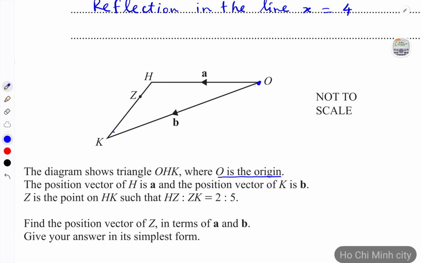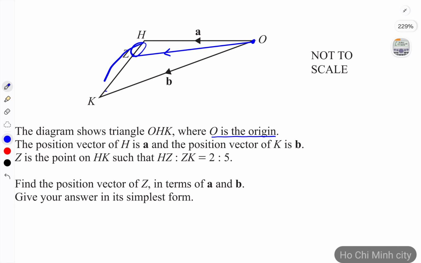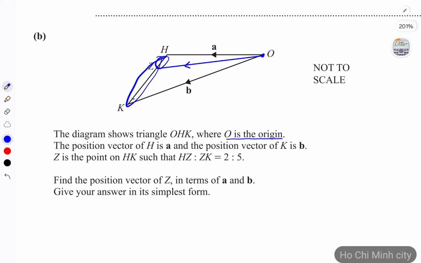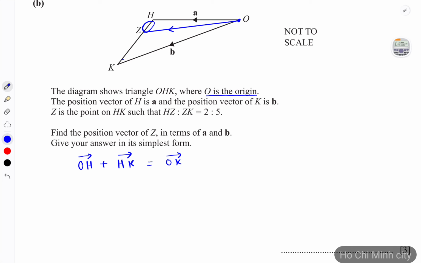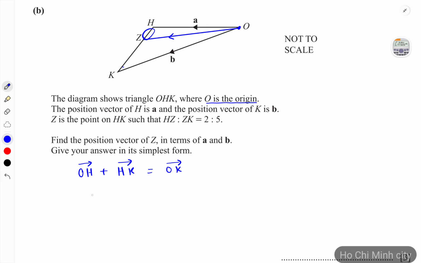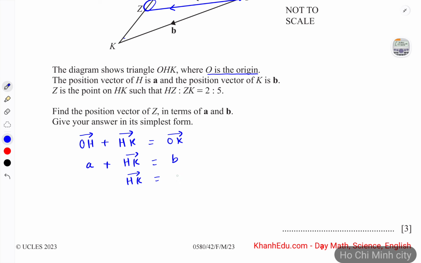All right, so the position vector of Z is the vector OZ in this direction. In order to find out OZ, we need to find out HZ. And in order to know HZ, we need to find out HK. But HK is very easily found out by using the triangle rule. So we will write down here, that is OH + HK = OK. Put the vector on top of each of the pairs of letters. Then OH is replaced by a, HK keeps the same, and OK is b. So now HK is b − a.